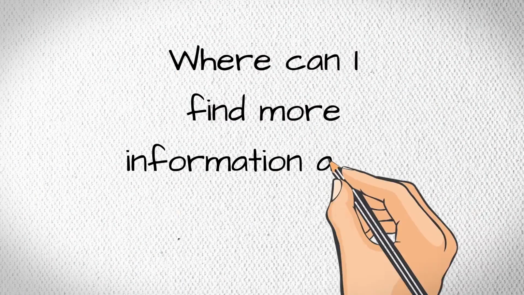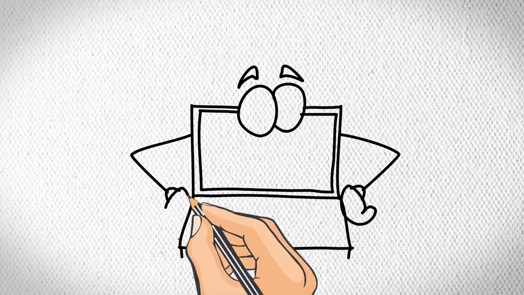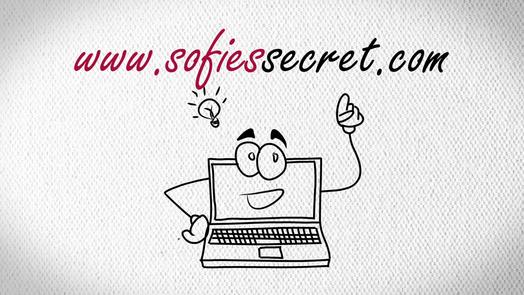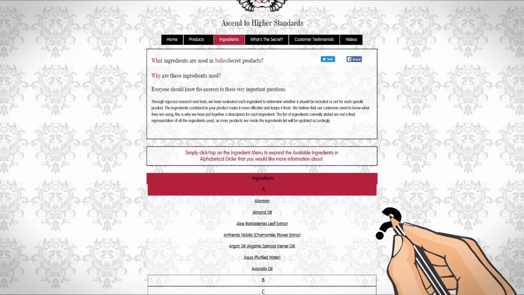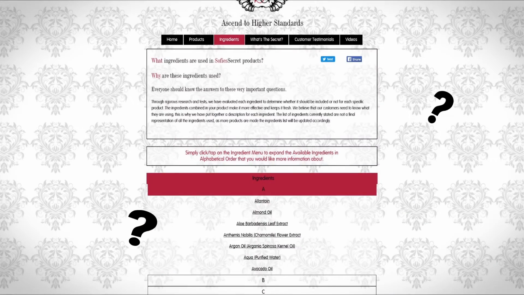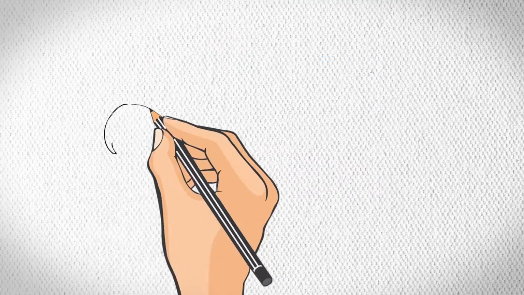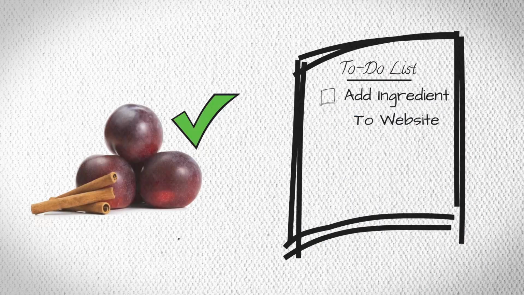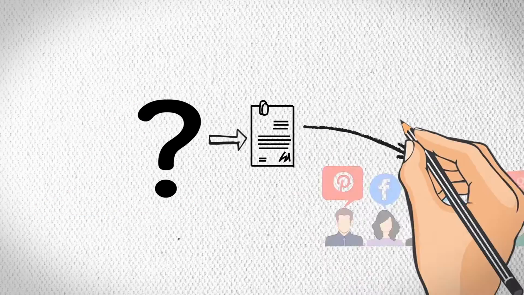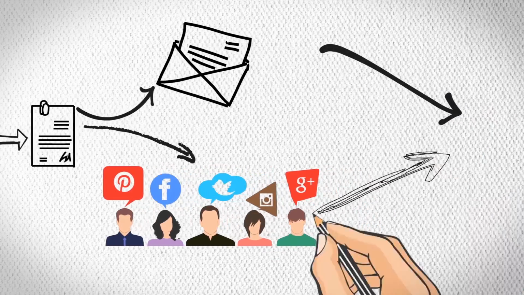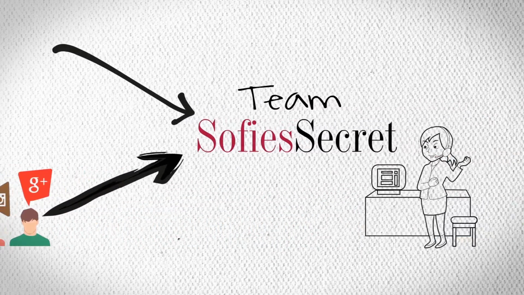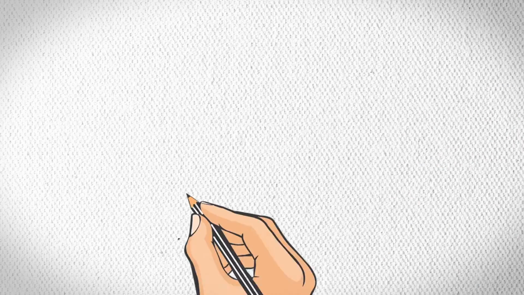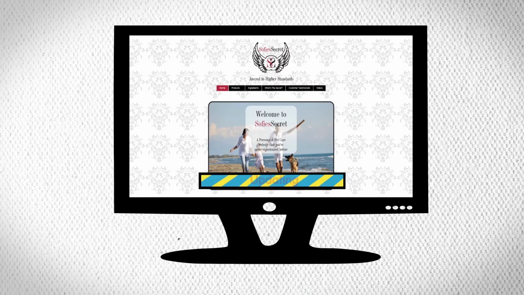Where can I find more information about ingredients? Don't go searching the internet for hours and hours. The answer is right on SofiesSecret.com. If you didn't find the ingredient on our list, then it's probably an ingredient we don't use in our products because it's bad. However, if it's a good ingredient, we just haven't gotten around to posting it on our website. In any case, feel free to send your question by tweet, Facebook message, or email, and we'll be sure to get back to you as soon as possible with more info about the ingredients you're asking for. If it's a good ingredient, we'll be sure to update our website accordingly.